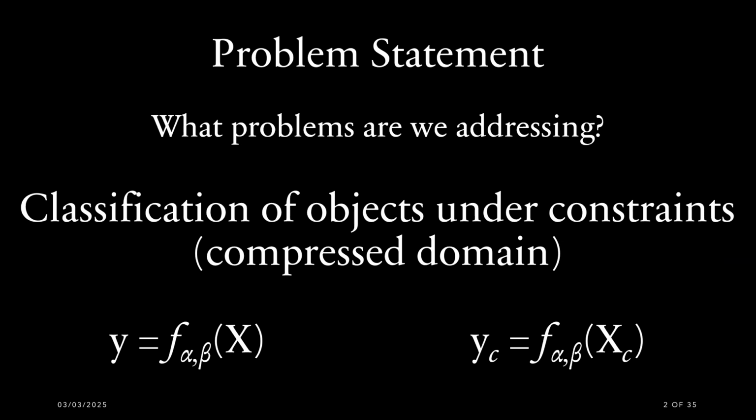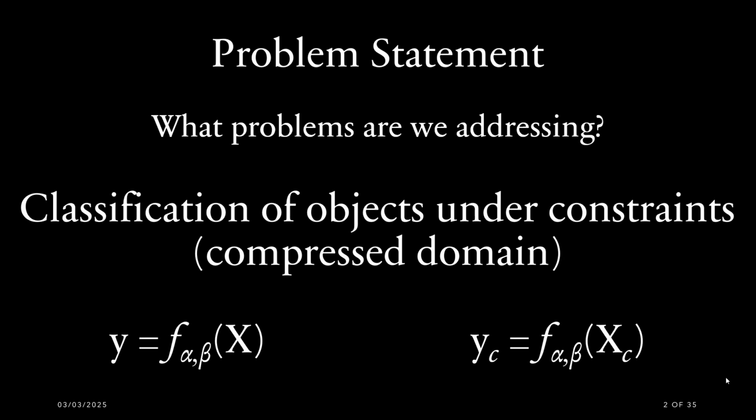But the contribution of this talk is not just classification, but classification of objects under constraints. So what we are looking at is the actual compressed domain. If you have a compressed domain, so not the original data but data that is already compressed, like a dimensional reduction, then how do we learn from that particular data under constraints? Most of the data are actually constraint-based.